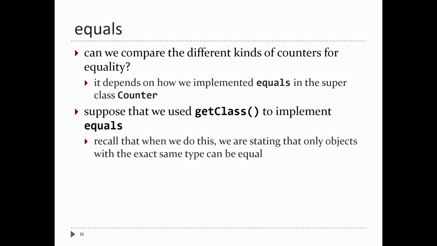If you don't think about it too hard, you would say, well, yeah, I should be able to compare those two counters, right? If they have the same value, they're equal, right? But suppose we used getClass to implement equals. Remember what getClass means: if you use getClass to implement equals, you're saying two objects can be equal if and only if they have the exact same type.